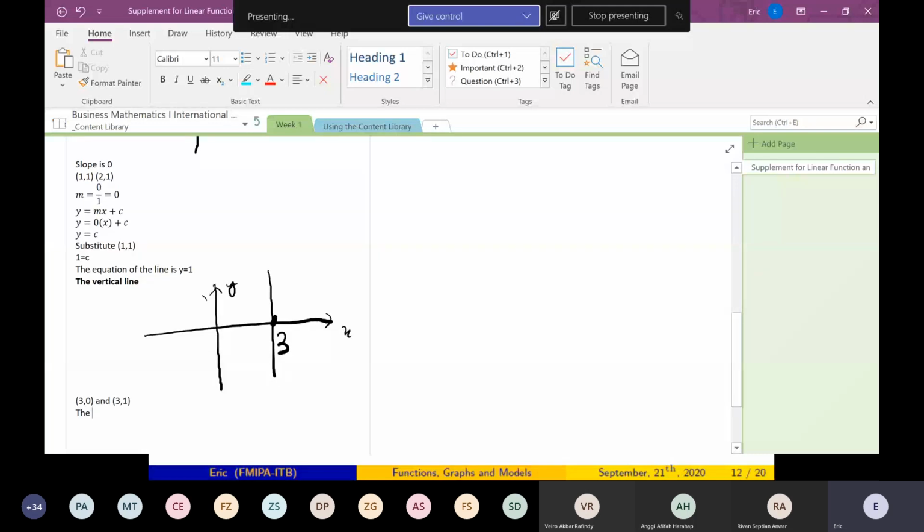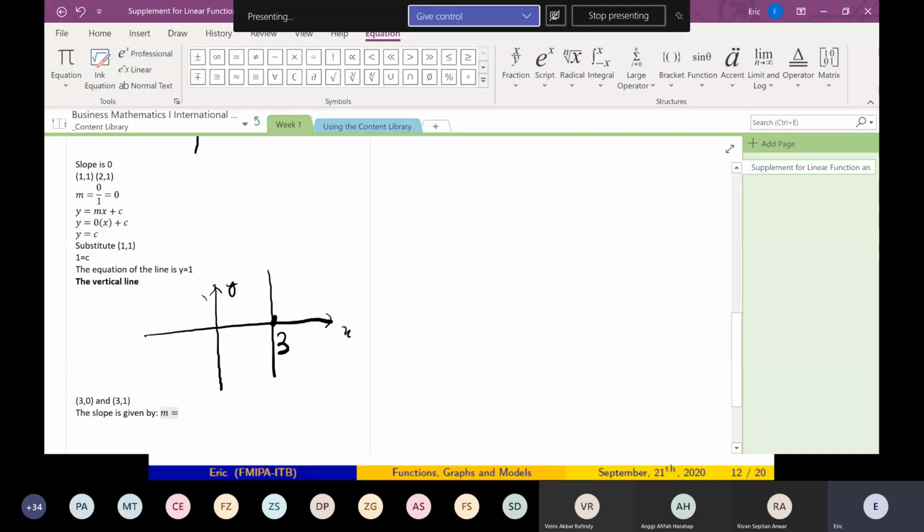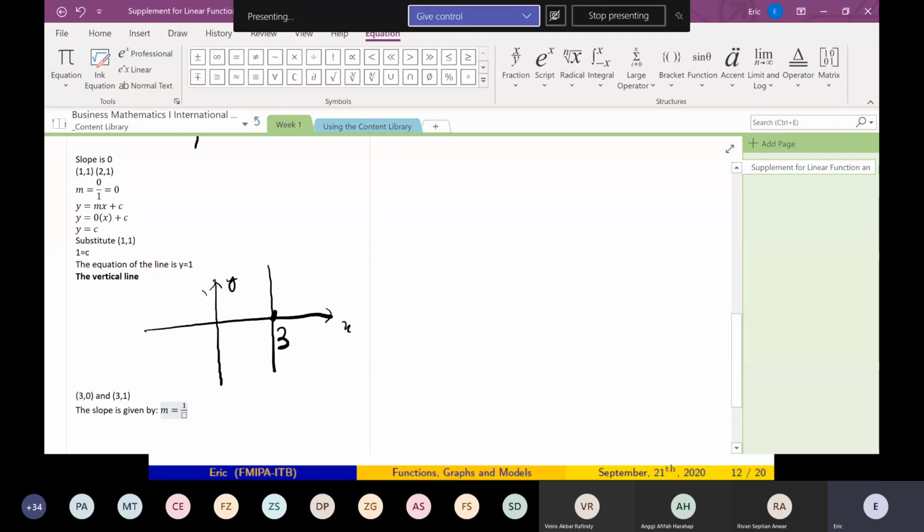So the slope is given by m equals, how does the y change from 0 to 1? 1, divided by how the x changes, 0. And your answer is 1 divided by 0, any idea? Undefined. Very good, undefined.